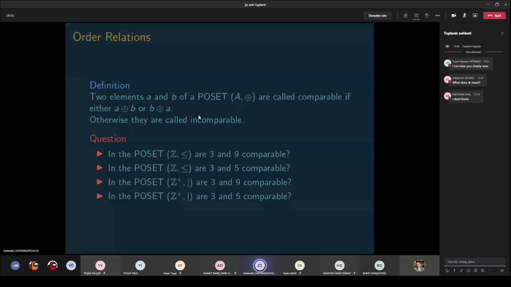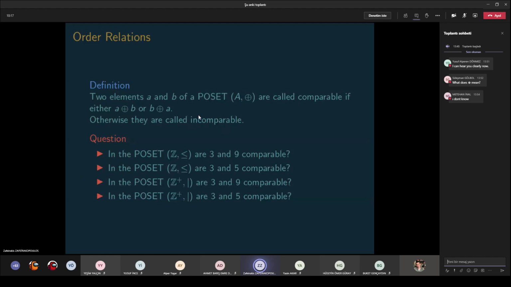In the poset of positive integers with divisibility, are 3 and 9 comparable? I think yes, because 3 divides 9. Good. So 3 is smaller than 9 in this relation, right? So we can compare them. Yes. Thank you. Janer, in the poset of positive integers with divisibility, are 3 and 5 comparable?